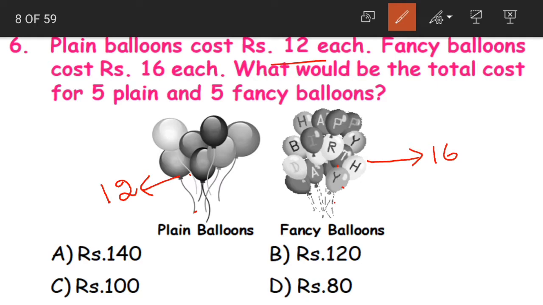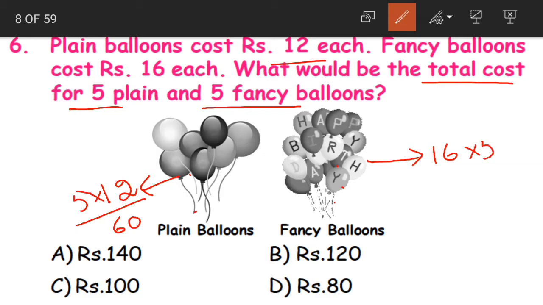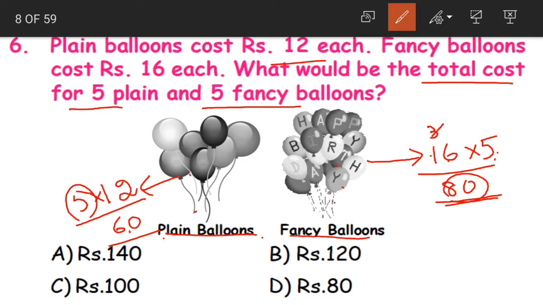And what should we find out? We should find out the total cost of 5 plain and 5 fancy balloons. Yes, so what is the cost of 5 plain balloons? 5 into 12, that is equal to 60, and the cost of 5 fancy balloons is 16 into 5. 5 6s are 30, 3 carried, 5 ones are 5 plus 3, 8. So 60 rupees is the cost of 5 plain balloons and 80 rupees is the cost of 5 fancy balloons.